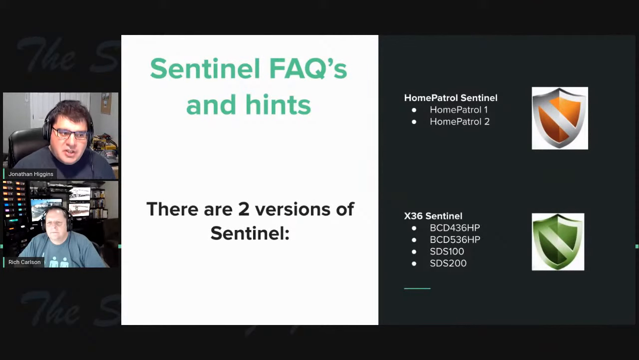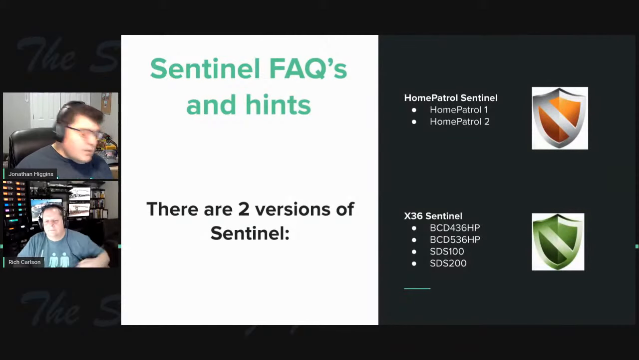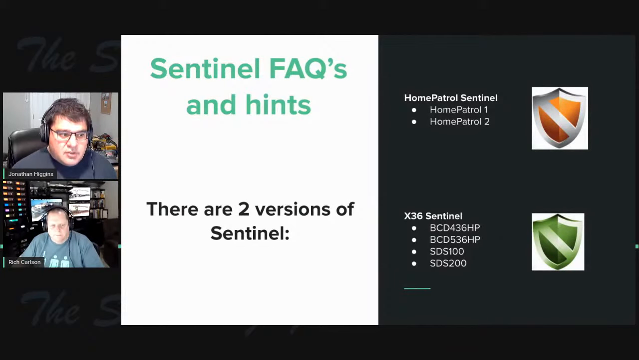So the green shield is everything else: 436, 536, SDS 100, and 200. Tonight I'm going to be using the Sentinel software for the X36 Sentinel. So it's going to cover all those other radios. They're exactly the same. The only difference is all this works for all these radios, and the other one works for the Home Patrol, but the layout of the software is exactly the same.